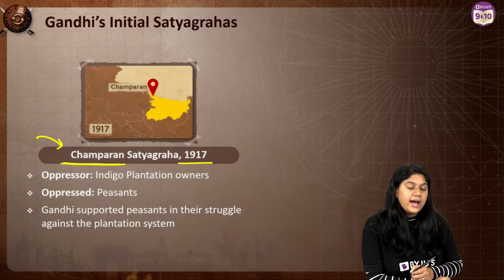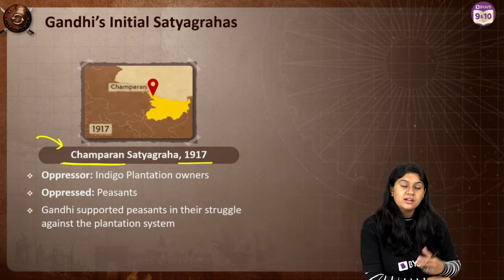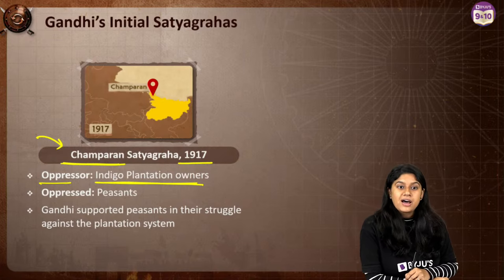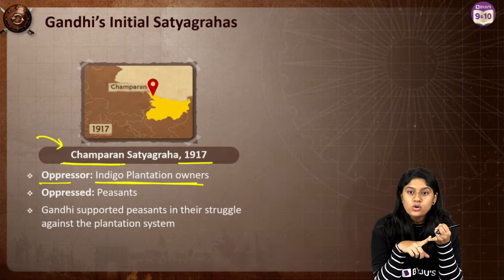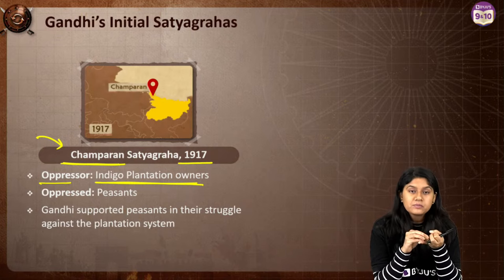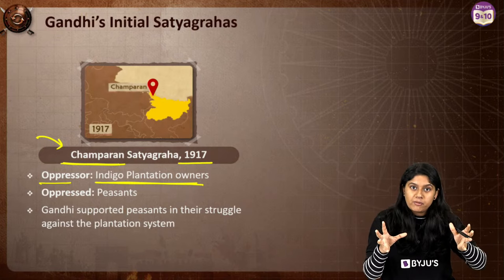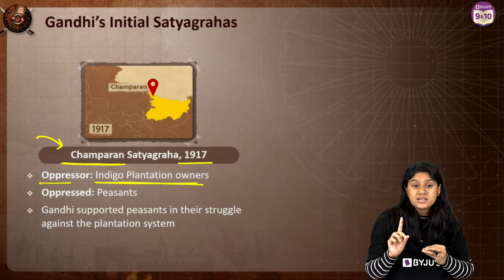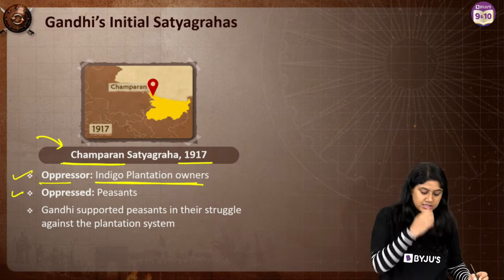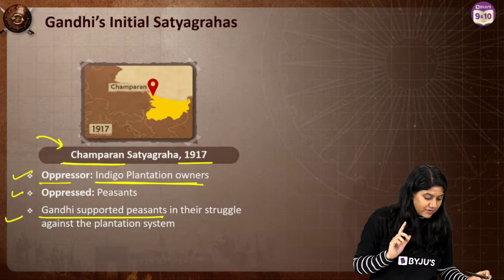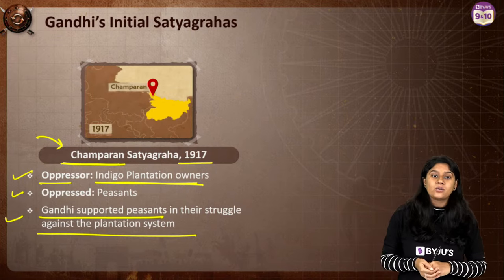What happened when Gandhiji was visiting? The farmers were in struggle. They said we are not allowed to plant our own crops, and even if we plant the indigo, we have to give one third to the Britishers. And for the remaining amount, if we sell it to them, they give us a very small amount of money. That was the reason they were sitting on a hartal, a Satyagraha. So Gandhiji supported the peasants in their struggle against the plantation system, and that's how it all started.